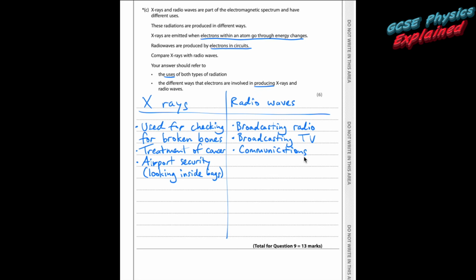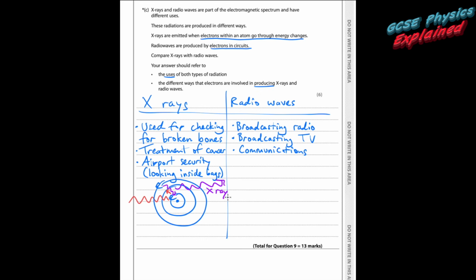Right, what about how they're produced? So there's your nucleus, there's your shells. Now there's an electron in a shell. If that electron absorbs energy, it can jump up into a higher shell. And when that electron eventually drops back down, the energy it emits is how it creates the X-ray.